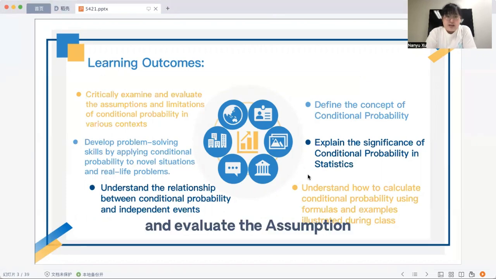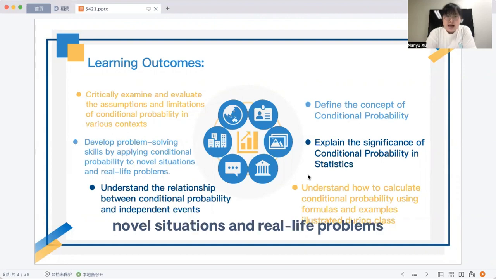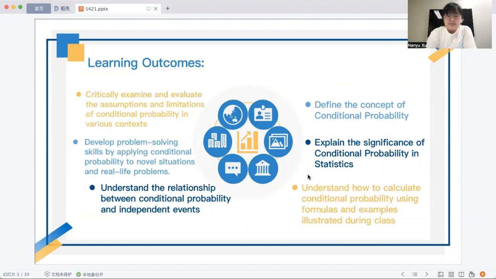They are required to critically examine and evaluate the assumptions and limitations of conditional probability in various contexts. They are also to develop problem-solving skills by applying conditional probability to novel situations and real-life problems. They also need to understand the relationship between conditional probability and independent events.